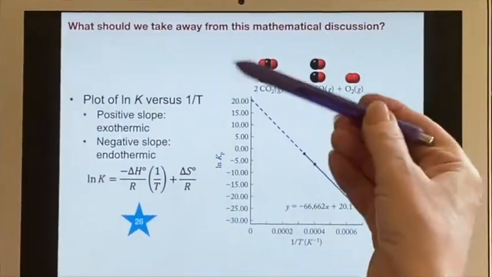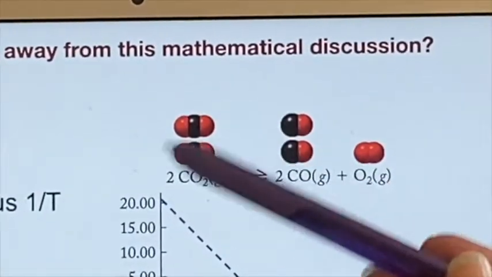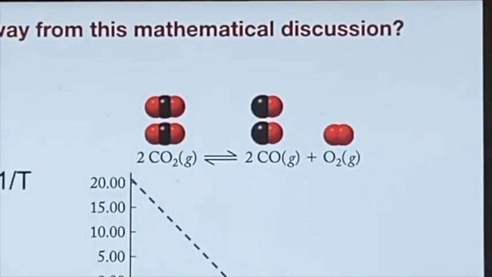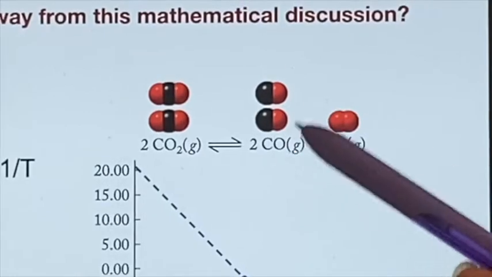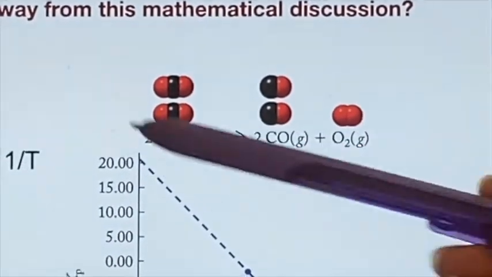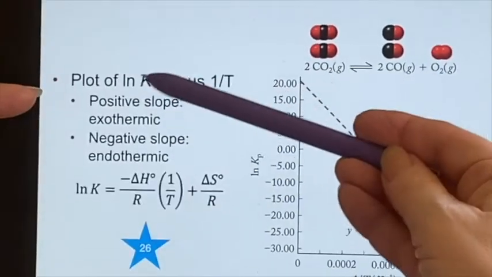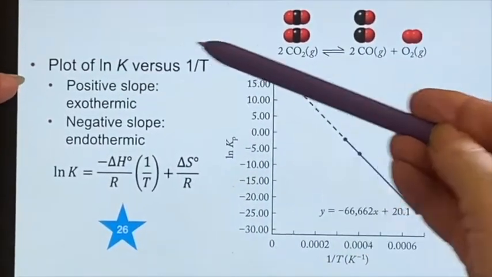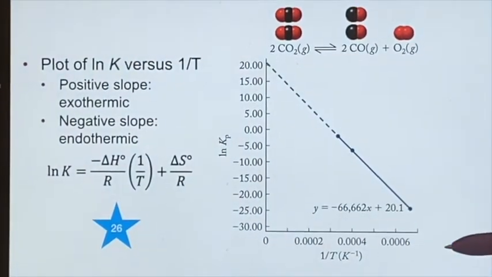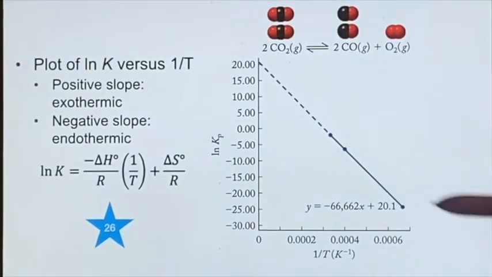Here is another reaction. Carbon dioxide can be broken up into carbon monoxide and oxygen. This sounds like a bad plan to me since this stuff's poisonous, but okay, you can do it. If you plot the logarithm of K on the y-axis and 1 over the temperature on the x-axis, you're going to get a straight line.